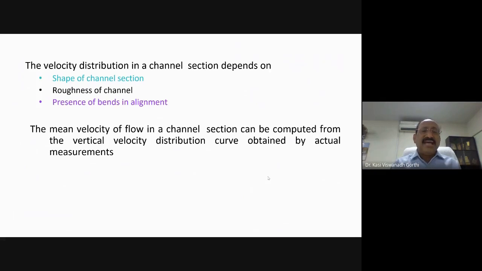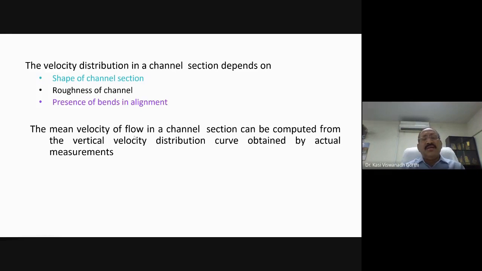So if the alignment is having more and more bends, it will have an impact on the velocity distribution at a section. So there are three parameters which will be affecting the velocity distribution in an open channel: shape of the channel, roughness of the channel, and presence of bends in the alignment.